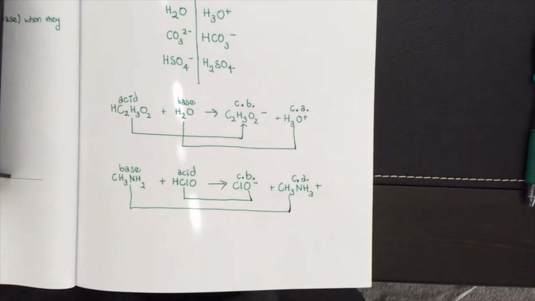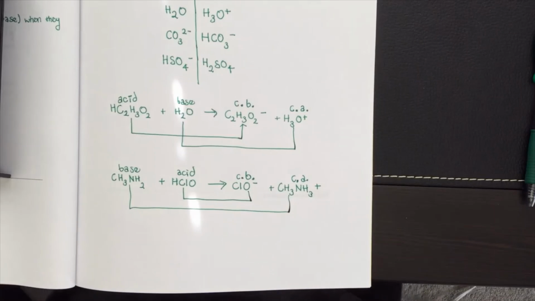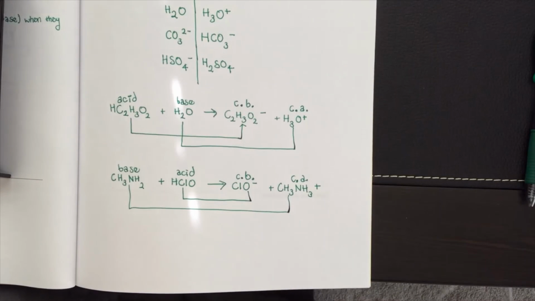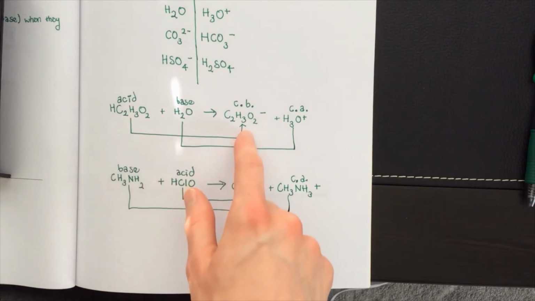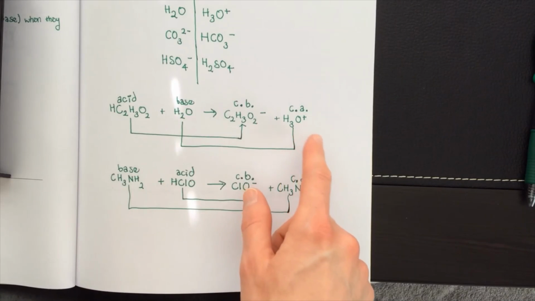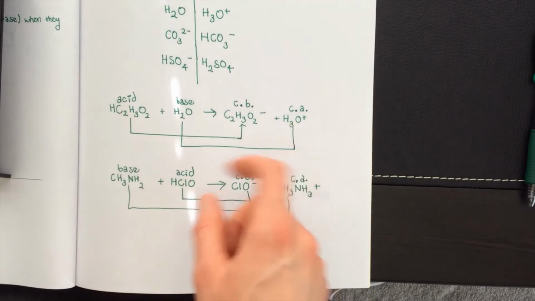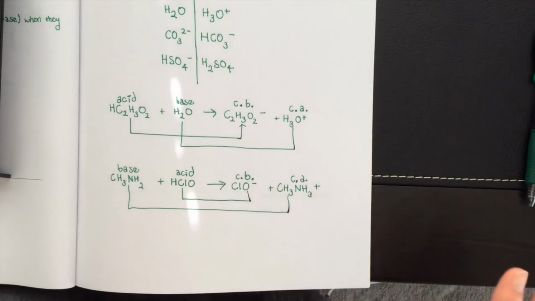So again, if you need help with this, let me know. But that's how conjugate acids and bases work. Remember, the acid always has to give away an H, and the base always has to accept just one H. Acid gives away one H, base accepts one H. If anything else is happening, it's not a conjugate acid-base reaction.